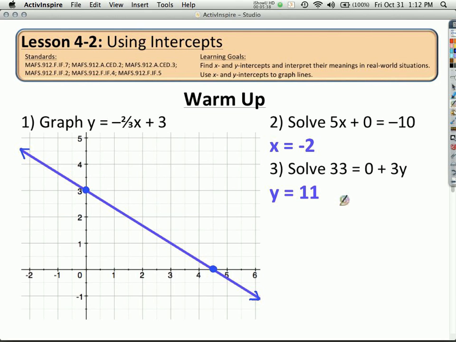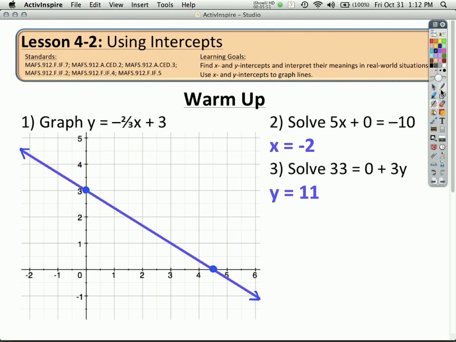Let's focus on numbers 2 and 3 for a moment. Give me a thumbs up if you got both of those questions correct. Thumbs up if you got both of those correct. Good. Put your thumbs down. Now let's go back to number 1.